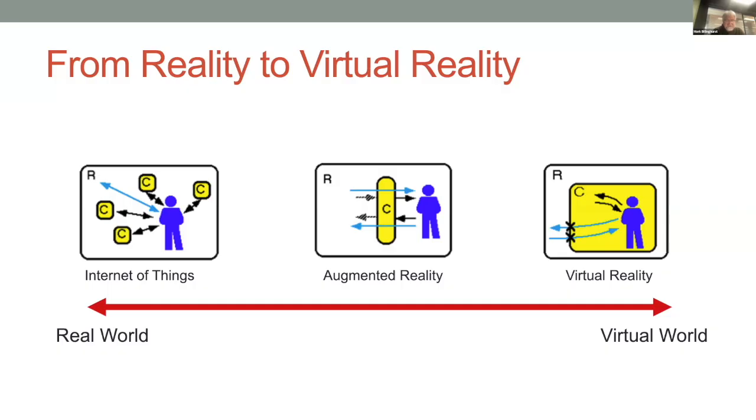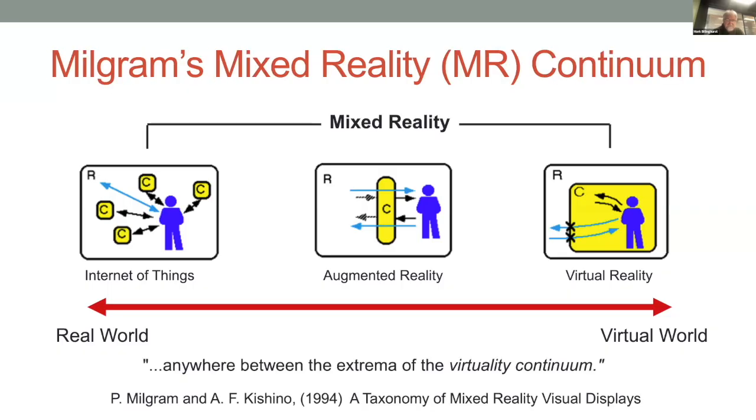And this continuum is actually called, Paul Milgram coined the term mixed reality, and so this is the mixed reality continuum. And he says mixed reality is anywhere between the extrema of this virtual reality continuum, so between the real world and the virtual world. So that's what mixed reality is. And so when people start talking about mixed reality devices, they talk about things that exist between the real world and virtual world.